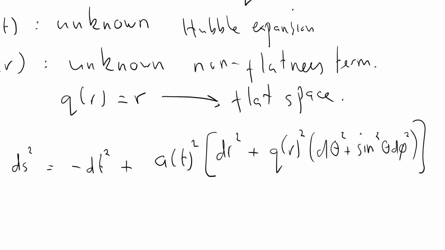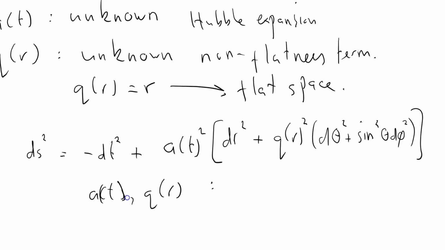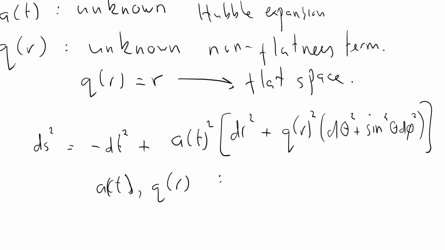And what I'm going to do is to try and find a of t and q of r. Well, I need a bit more information. All I've done is set up a coordinate system here. What I need to do now is to solve the Einstein field equations for a of t and q of r and see what happens. I'm going to need some extra physics information as well, but the next several dozen screencasts are going to be trying to pin down what a of t is and what q of r is. They've got nice physical explanations, but I'm going to pin down what they mean in subsequent screencasts. I'm going to stop there.